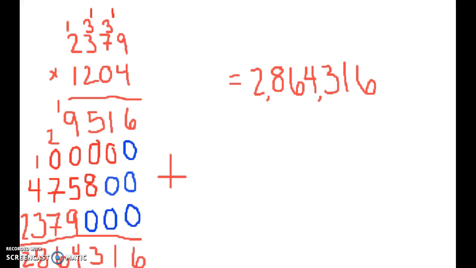2,864,316. Much easier than just going and multiplying 2,379 and 1,204 off the top of our head. We could easily do it by taking it place by place and chunk by chunk and counting up in small groups.